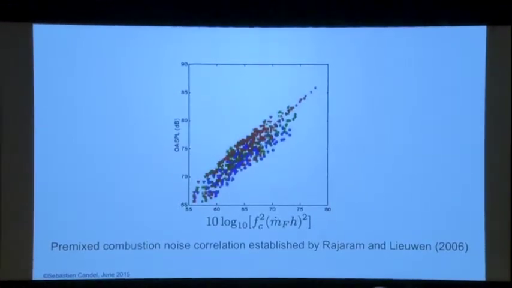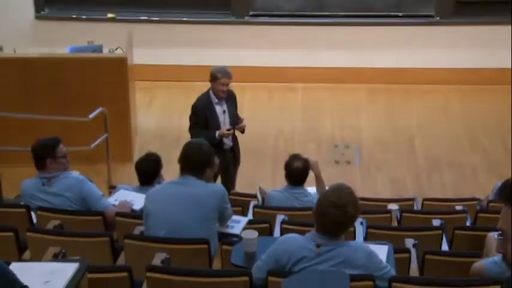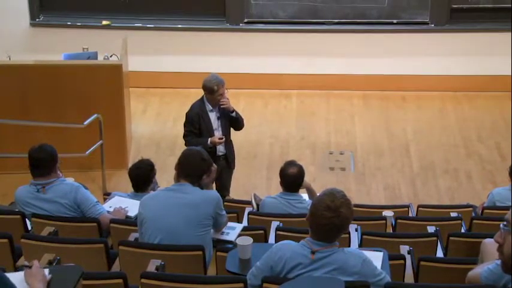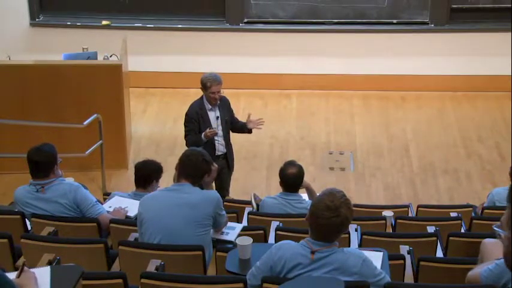It should collapse if everything was perfect. Yes. So what's the source of the spread in the data here? Perhaps the scaling is not quite fine. Perhaps the measurements are not quite done in the best possible way.